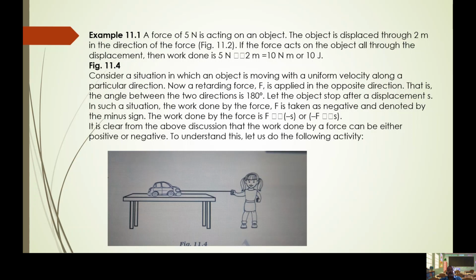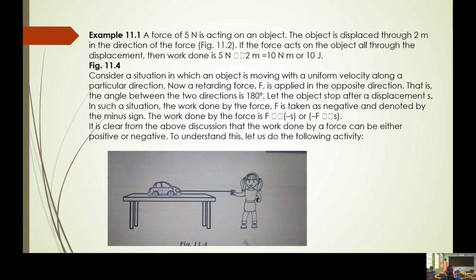Consider a situation in which an object is moving with a uniform velocity along a particular direction. Now a force F is applied in the opposite direction, that is, the angle between the two directions is 180 degrees. Let the object stop after a displacement S. In such a situation, the work done by the force is considered negative and denoted with a minus sign. It is clear from the above discussion that the work done by a force is either positive or negative.